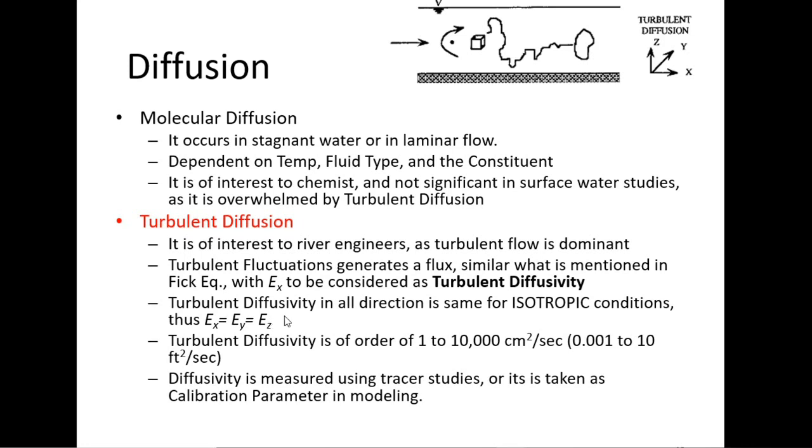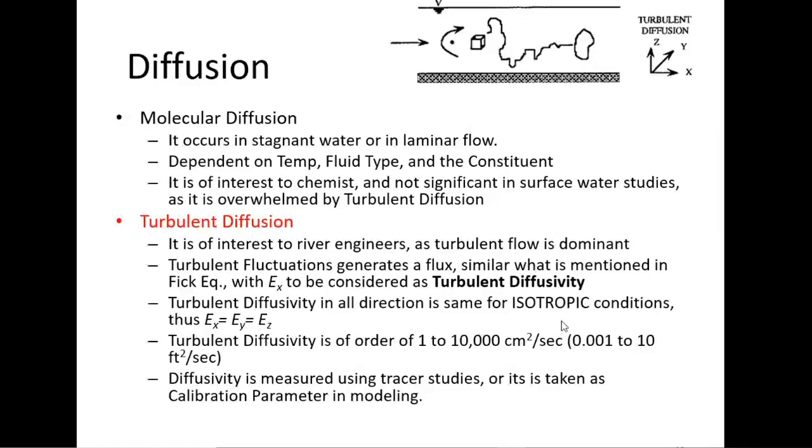But this kind of mixing is also combined with the diffusion, and it's measured with the help of a turbulent diffusivity coefficient. It is handled in the similar way as we handle the molecular diffusion. So turbulent diffusivity coefficient is much higher. It is much bigger than the diffusivity coefficient because of the molecular diffusion, and its range in SI units can be 1 to 10,000 centimeters square per second, or in foot system it is 0.001 to 10 feet square per second. It is measured using a tracer study.